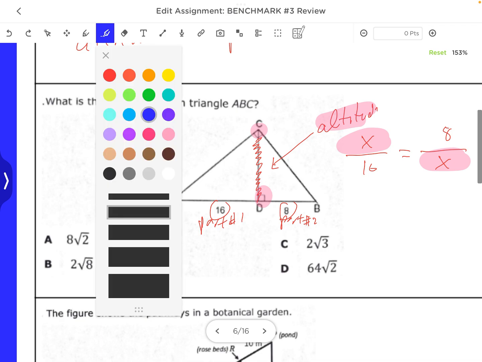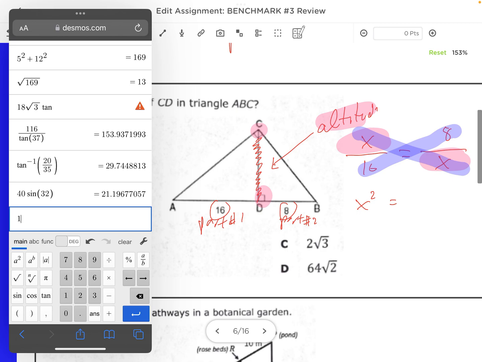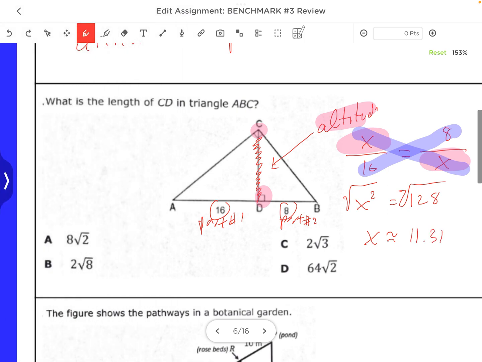Now let us just cross multiply, right? So I like doing my x's first. x times x is x squared equals 16 times 8. Let's type that into our calculator. 16 times 8, that gives us 128, right? But we don't want x squared, we want x, right? So we've got to take the square root of that. So that means x is approximately, let's type that in, square root of 128, 11.31, right? But that's not one of our answers.